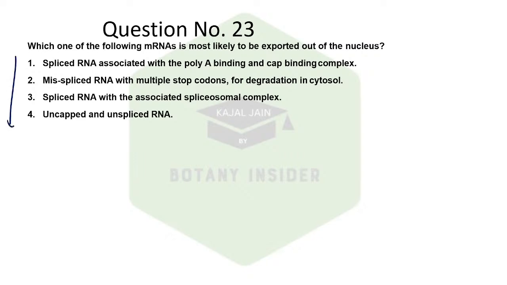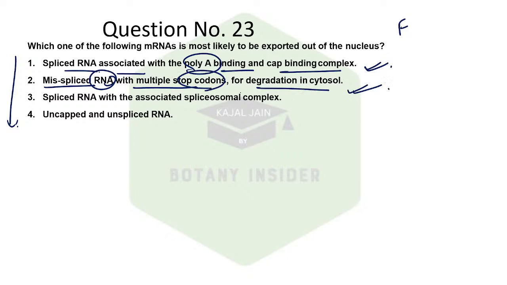Next question. Again, a very easy question. The question is from fundamental processes, RNA processing, post-transcriptional modification. Which of the following mRNA is most likely to be exported out of the nucleus? First option is spliced RNA that is associated with poly A binding and the cap binding complex. Then you have the misspliced RNA with multiple stop codons for degradation in the cytosol. Then spliced RNA with associated spliceosomal complex, and then you have uncapped and unspliced RNA. Very, very simple question. The question is asking which is most likely to be exported out of the nucleus.